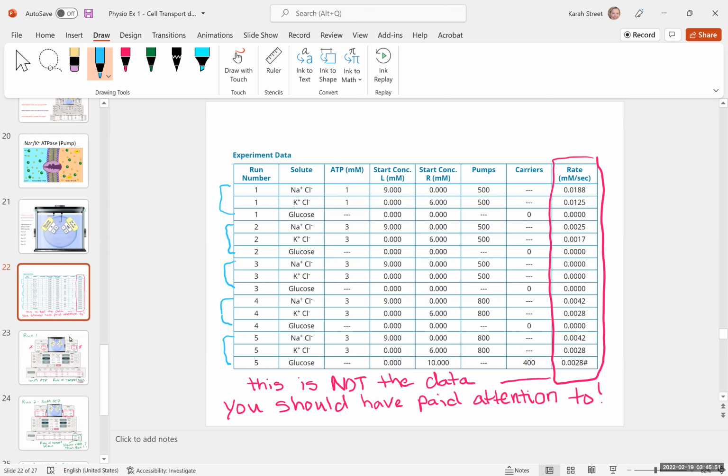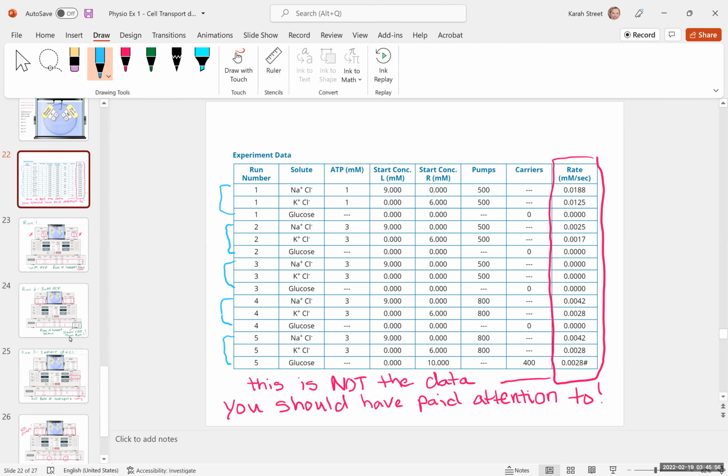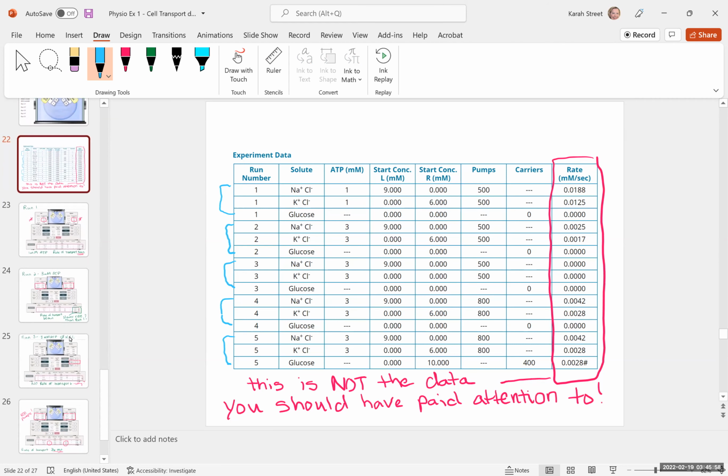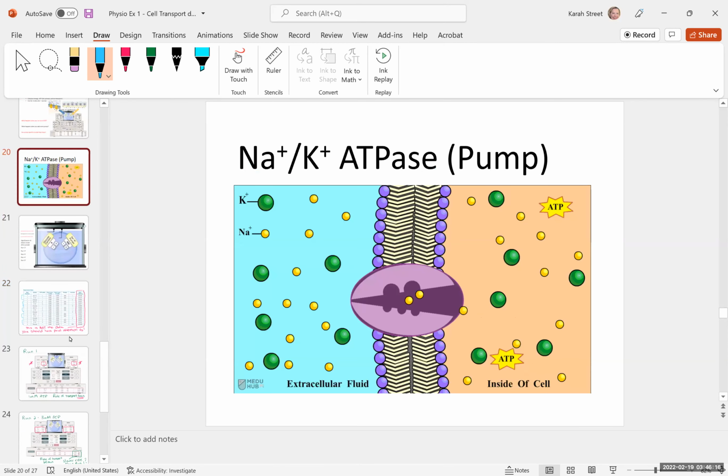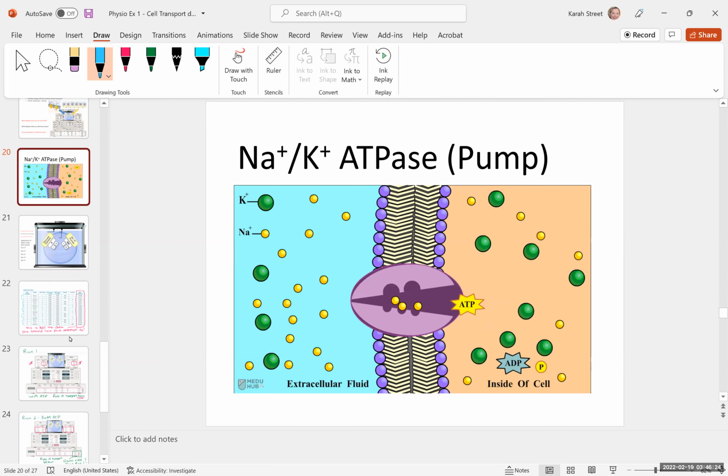What you should have paid attention to were the pictures in each of these 5 independent runs. So again, I took screenshots and I'm going to go through them. I urge you to listen to this part of the video many times until you understand this concept. Again, we're playing with the sodium potassium ATPase. It is a pump. It requires cellular energy. It moves 3 sodium out of the cell for every 2 potassium that are moved into the cell.